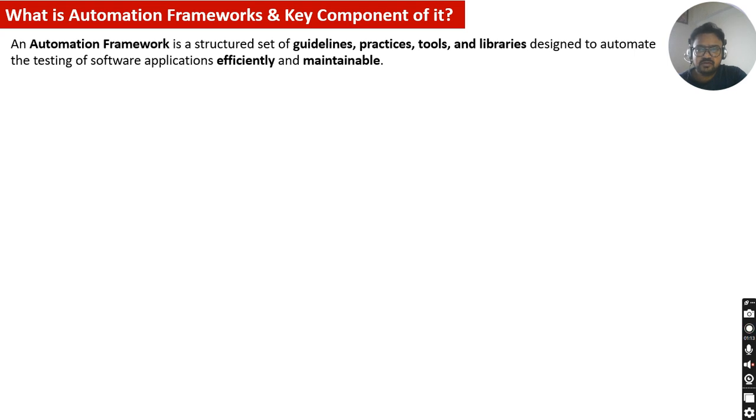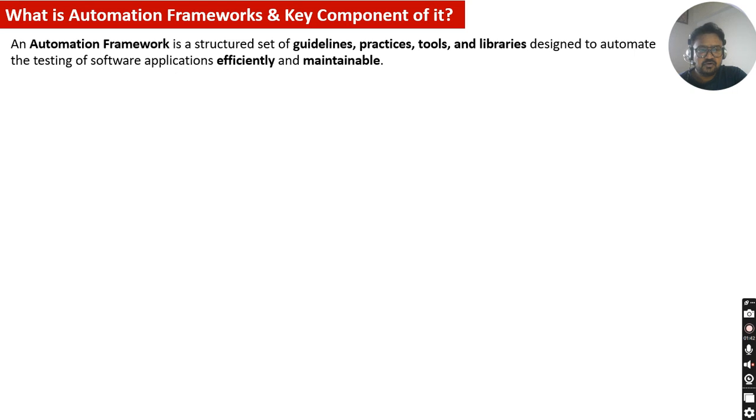An automation framework is a structured set of guidelines, practices, tools and libraries designed to automate the testing of any software application. Why is it useful? Because it is easy to maintain and easy to follow the standard rules and protocols that we have defined for the QA automation engineer, for the developer and everybody. That's why having a framework should always be encouraged for the QA automation process.